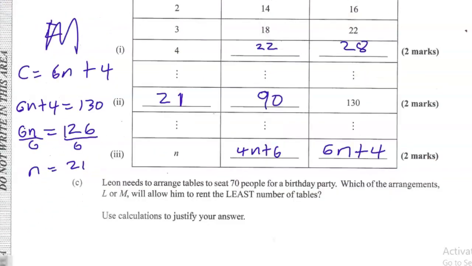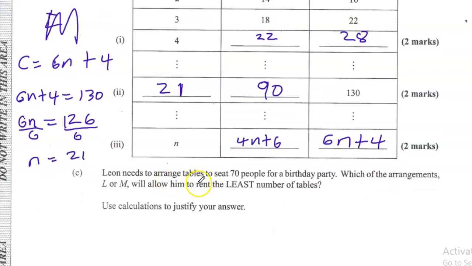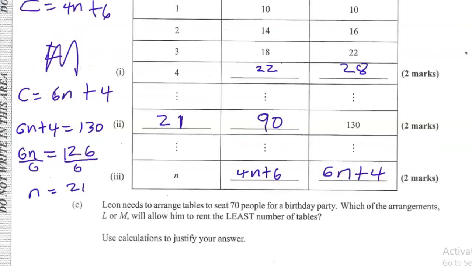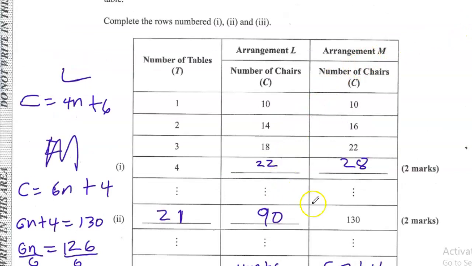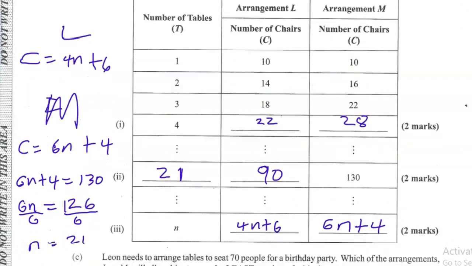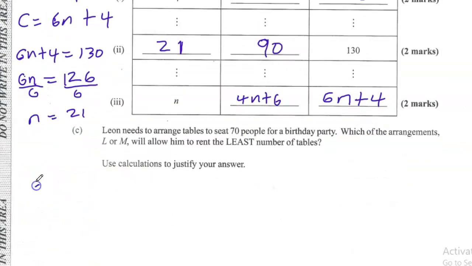Next, we are told that Leon needs to arrange tables to seat 70 persons for a birthday party. Which of the following arrangements, L or M, would allow him to rent the least number of chairs? So Leon doesn't have a whole heap of money, so he wants it at the cheapest possible rate. So which arrangement can he use that will allow him to use fewer chairs? Let's look at arrangement L and arrangement M separately.